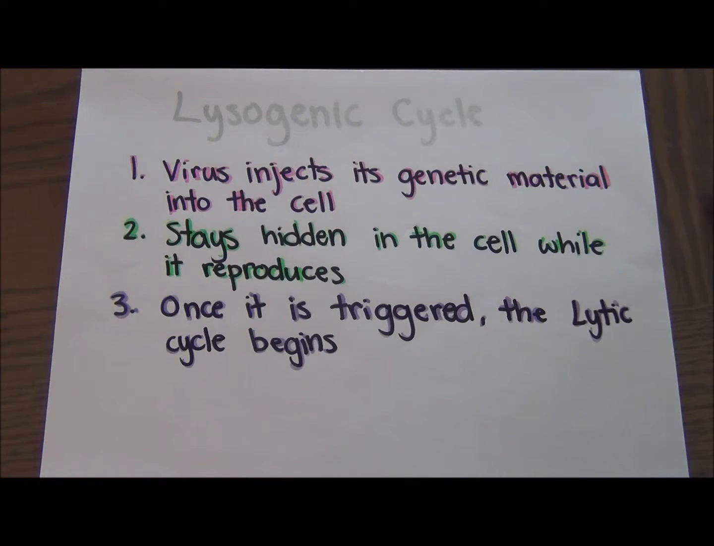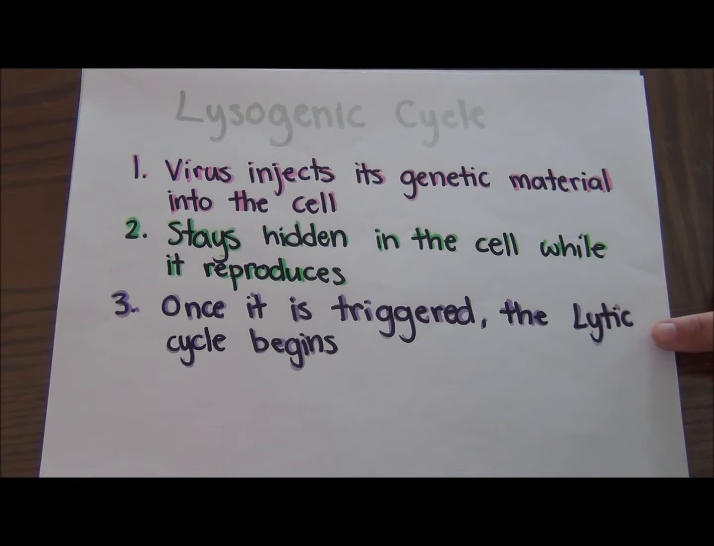The lysogenic cycle: first the virus injects its genetic material into the cell. The genetic material stays hidden in the cell while it reproduces, and once it is triggered, the lytic cycle begins.